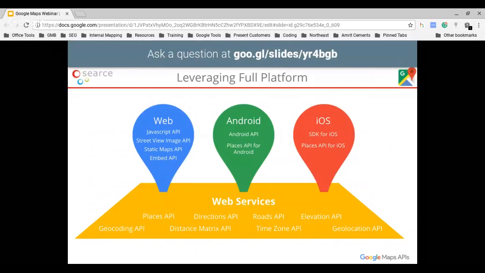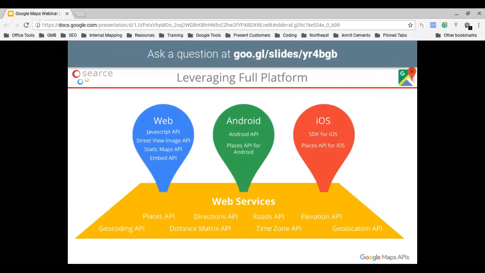Then we have directions and distance matrix API, which work in sync with the regular traffic data that Google already has. So historic traffic plus real-time traffic has been taken into account to suggest to you what will be the best distance and what will be the best directions to go to your destination on, say, a Monday morning at 8 a.m. Right? So these two APIs help you to answer this question: how to make your processes more efficient.